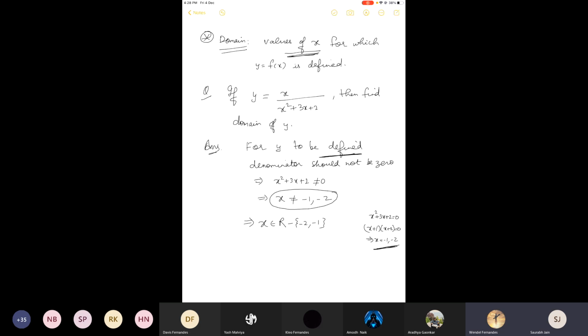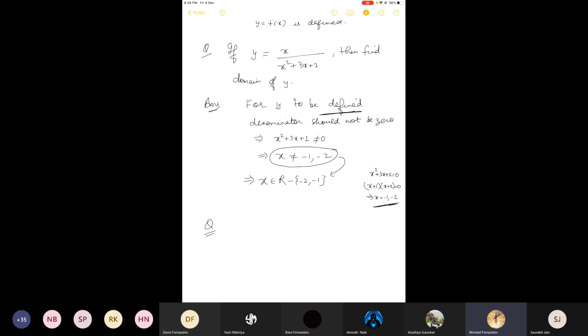Excuse me, sir. So after R, that is the minus sign, no? Yeah, the minus sign after R is used to represent that from this whole set we are excluding these two numbers. That is why we use the negative sign here. Okay. Okay, sir.